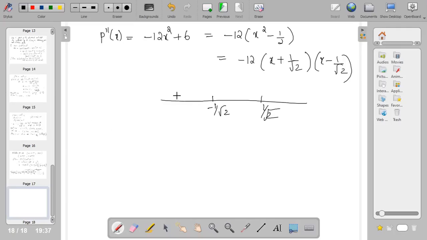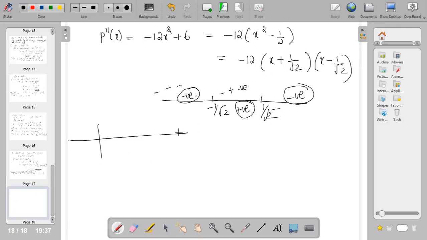When x is less than minus 1 by root 2, you have a negative sign, then again a negative sign, and all the three are negative, so you will get negative in that case. Now when you take in between, this will become positive, then again you have negative. So the total sign is going to be positive, and when it is greater than 1 by root 2, both will be positive. So outside you have the negative sign.